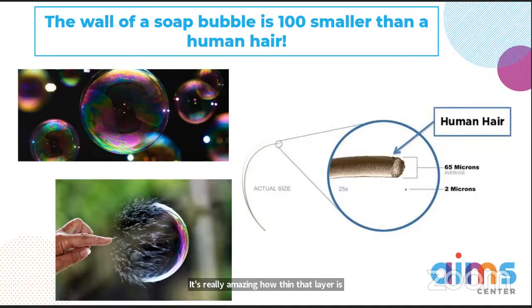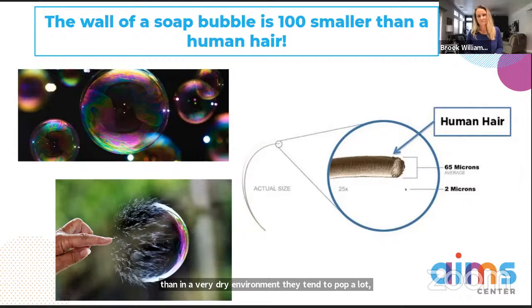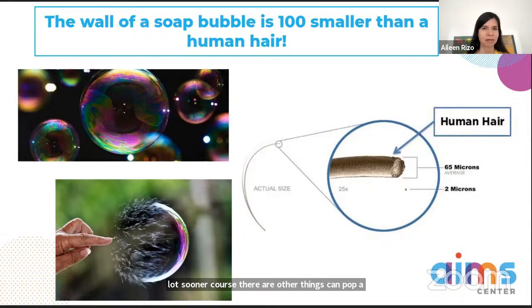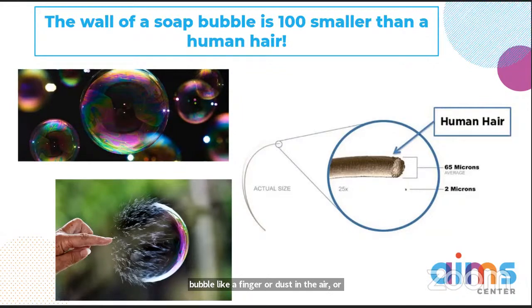And as the water in between those soap layers evaporates, that layer becomes thinner and thinner and thinner until the bubble finally pops. So you find that in a more humid environment, bubbles tend to last longer than in a very dry environment. They tend to pop a lot sooner. Of course, there are other things that can pop a bubble, like a finger or dust in the air. But bubbles tend to last a lot longer if it's more humid.